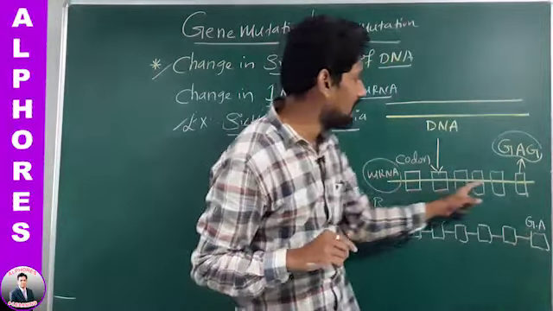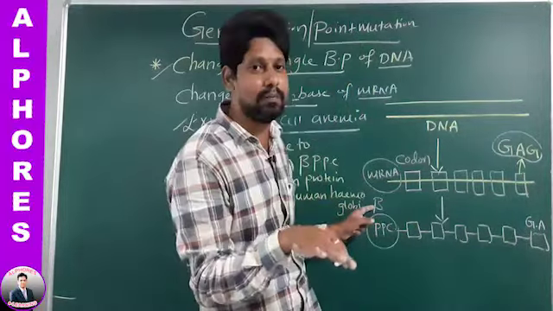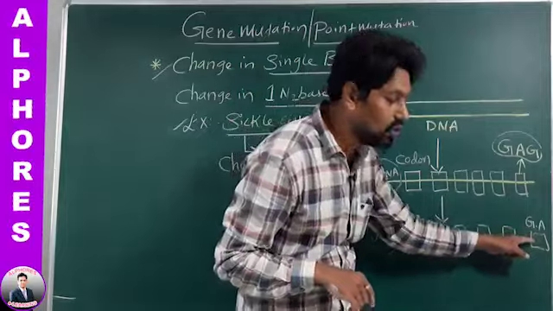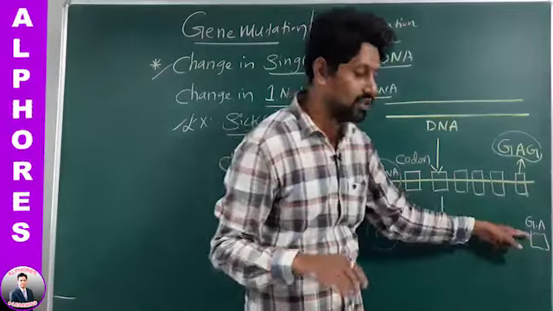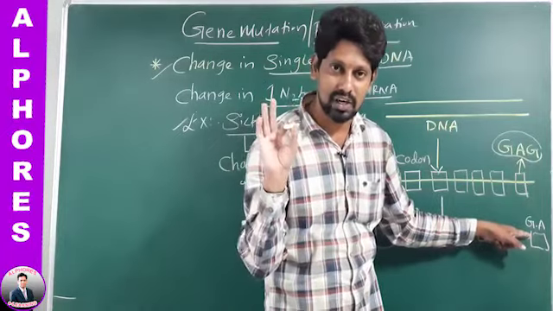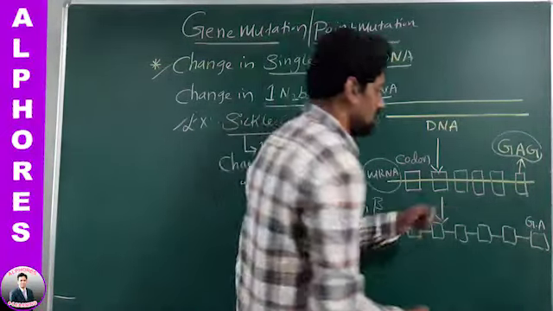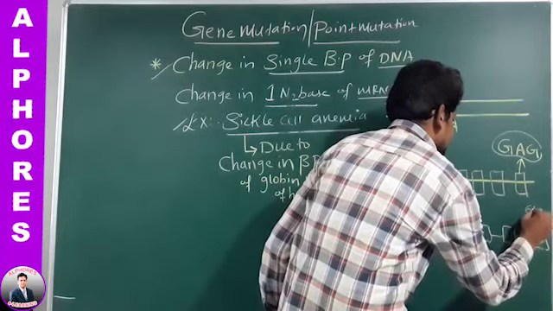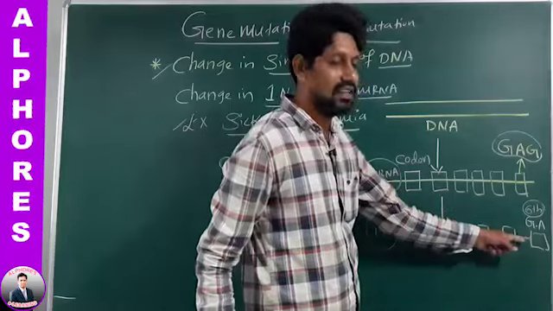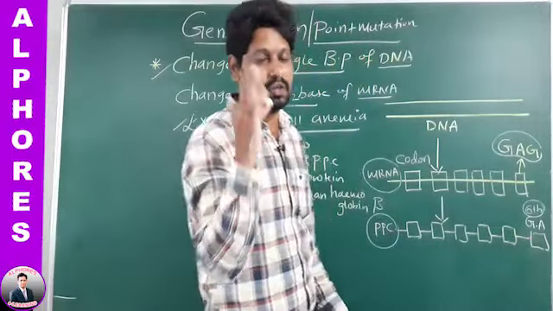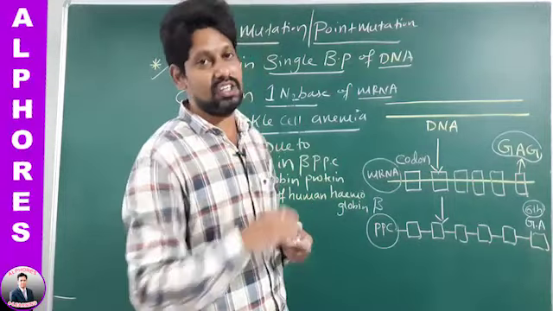Therefore, when this mRNA synthesizes a polypeptide chain, that is the beta polypeptide chain, here you are going to get which amino acid? Glutamic acid. Is this statement okay? In this beta polypeptide chain, this glutamic acid is at the 6th position. Now, due to mutations.